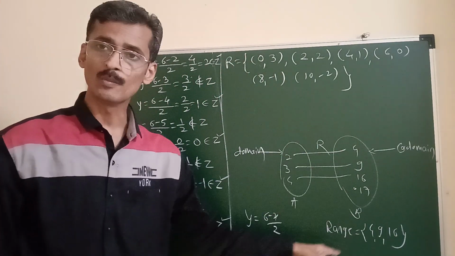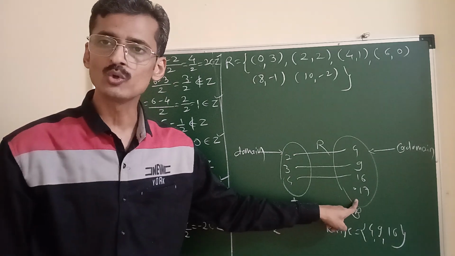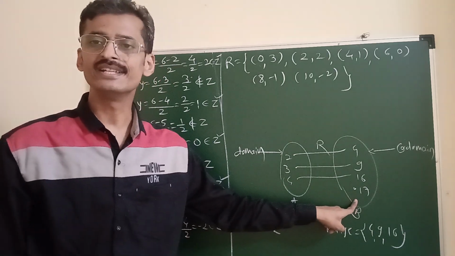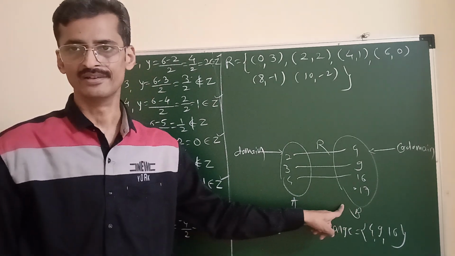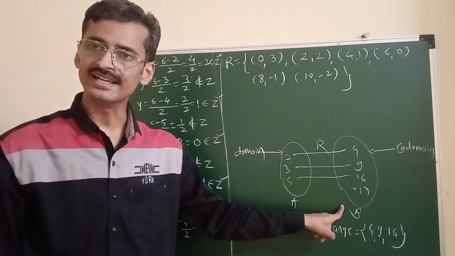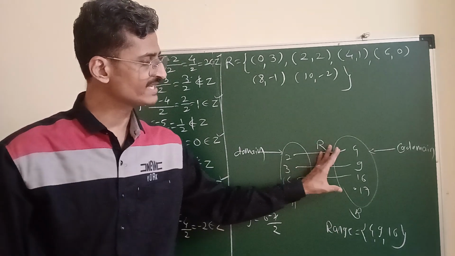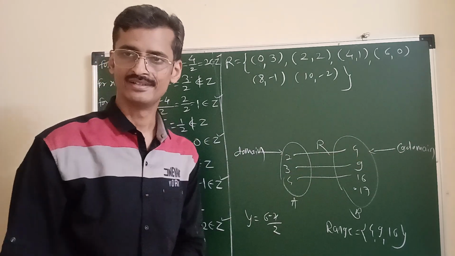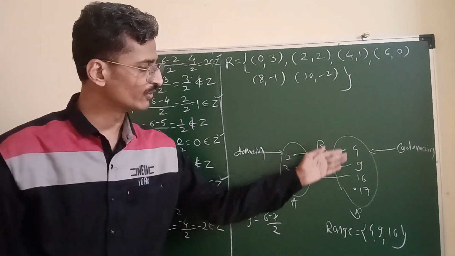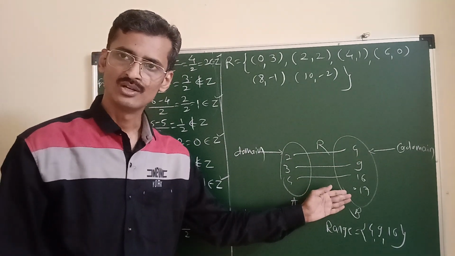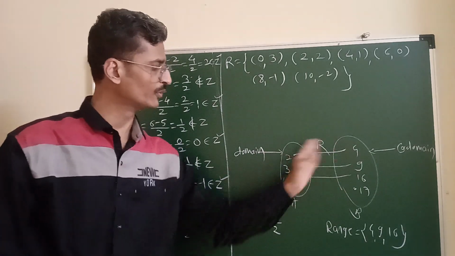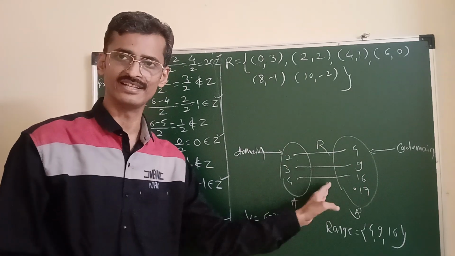B is the codomain. So 17 belongs to the codomain, but 17 is not the image of any number, so 17 is not in the range. So we can say range is a subset of codomain. Here the range is 4, 9, 16. So the ordered pairs we can write are (2, 4), (3, 9), (4, 16) in this example.